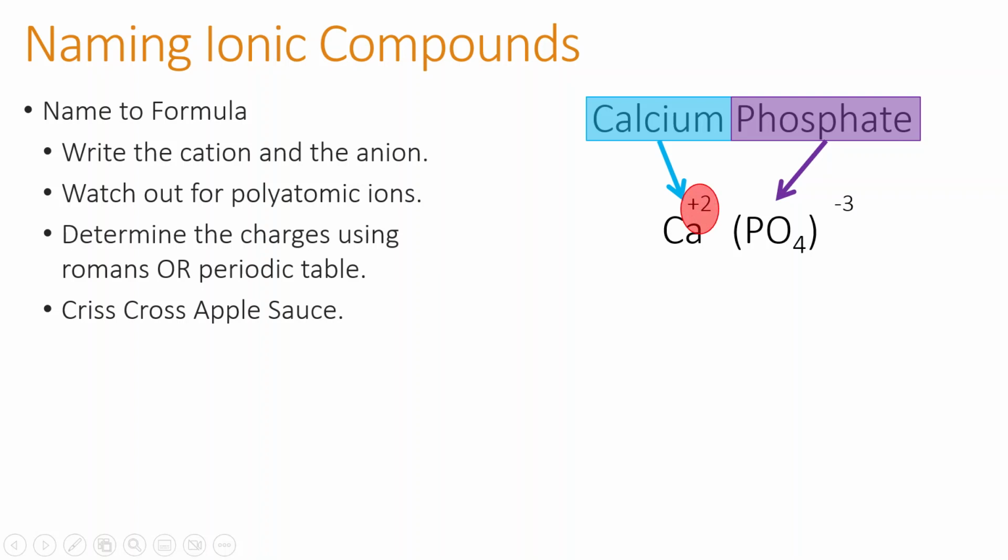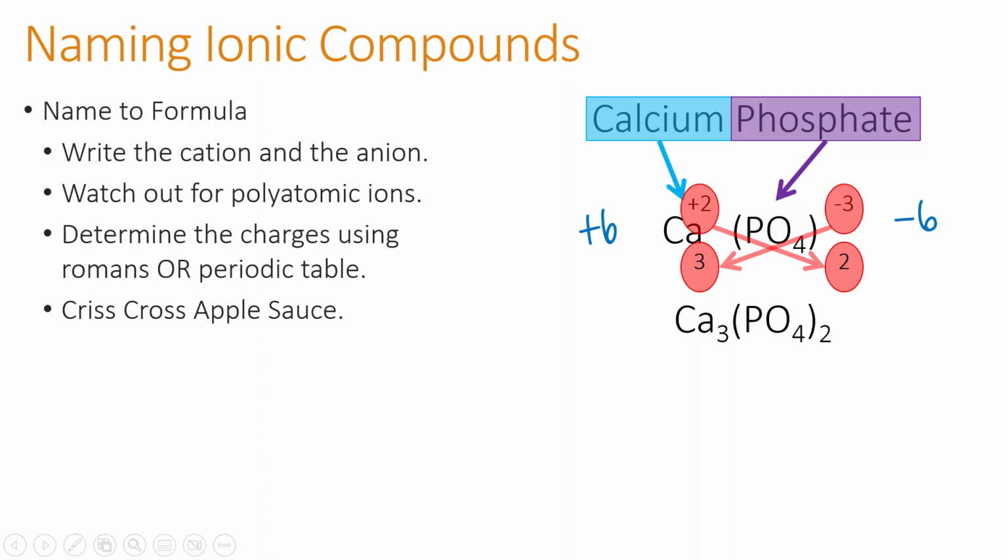So I'm going to take this 2, move it down here, and take this 3 and move it down here. When I do that, I have 3 calciums that are each +2, so that gives me a total of +6. I also have 2 phosphates that are each -3, so that gives me -6. So my formula is Ca3(PO4)2. Again, we want a parenthesis around PO4 so that it doesn't look like PO42. We're trying to say that we have PO4 and there are 2 of them.